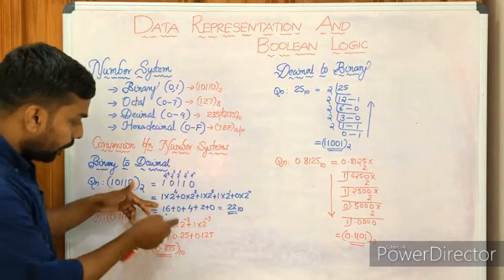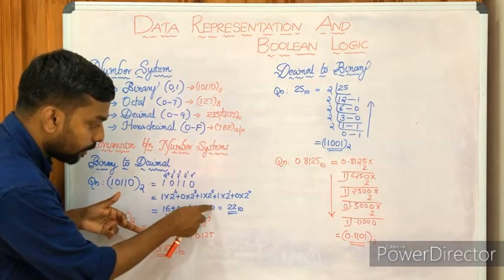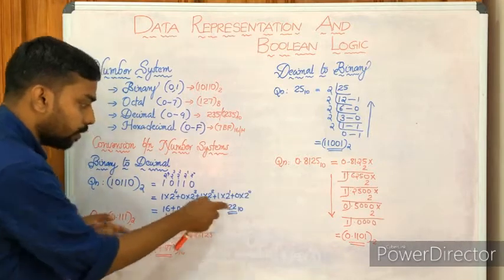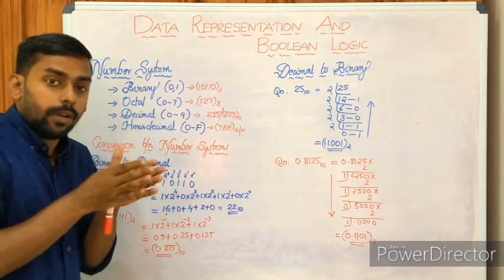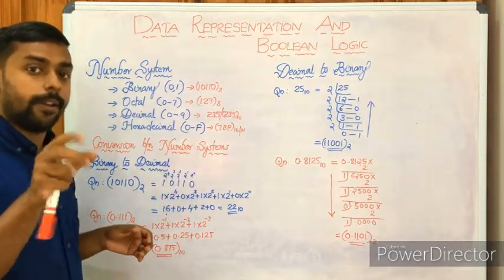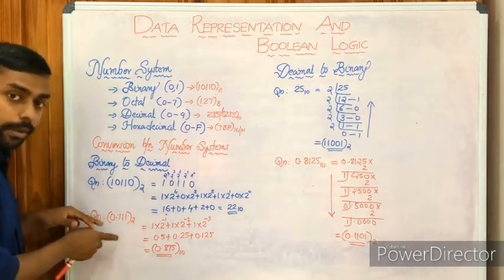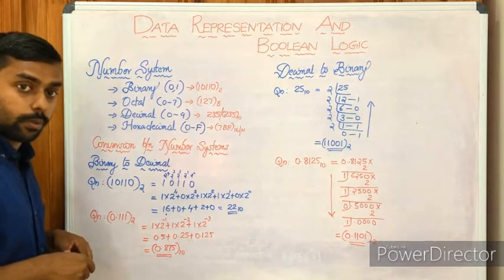So it is 16, plus 0 into 2 raised to 3, which is 0, plus 4, plus 2, plus 0 into 1 is 0. That is 22 base 10. This is how we can convert the integral part of binary to decimal. Here we have another example, the fractional part, 0.111 base 2.